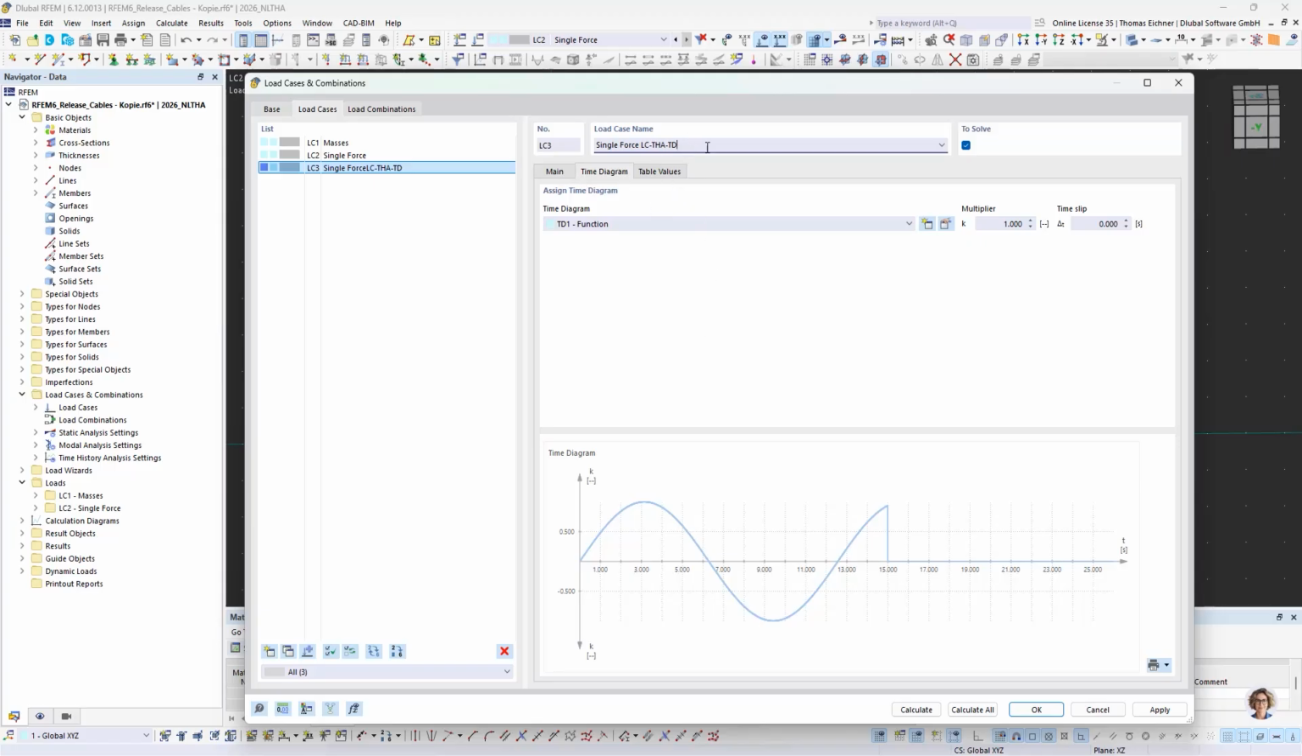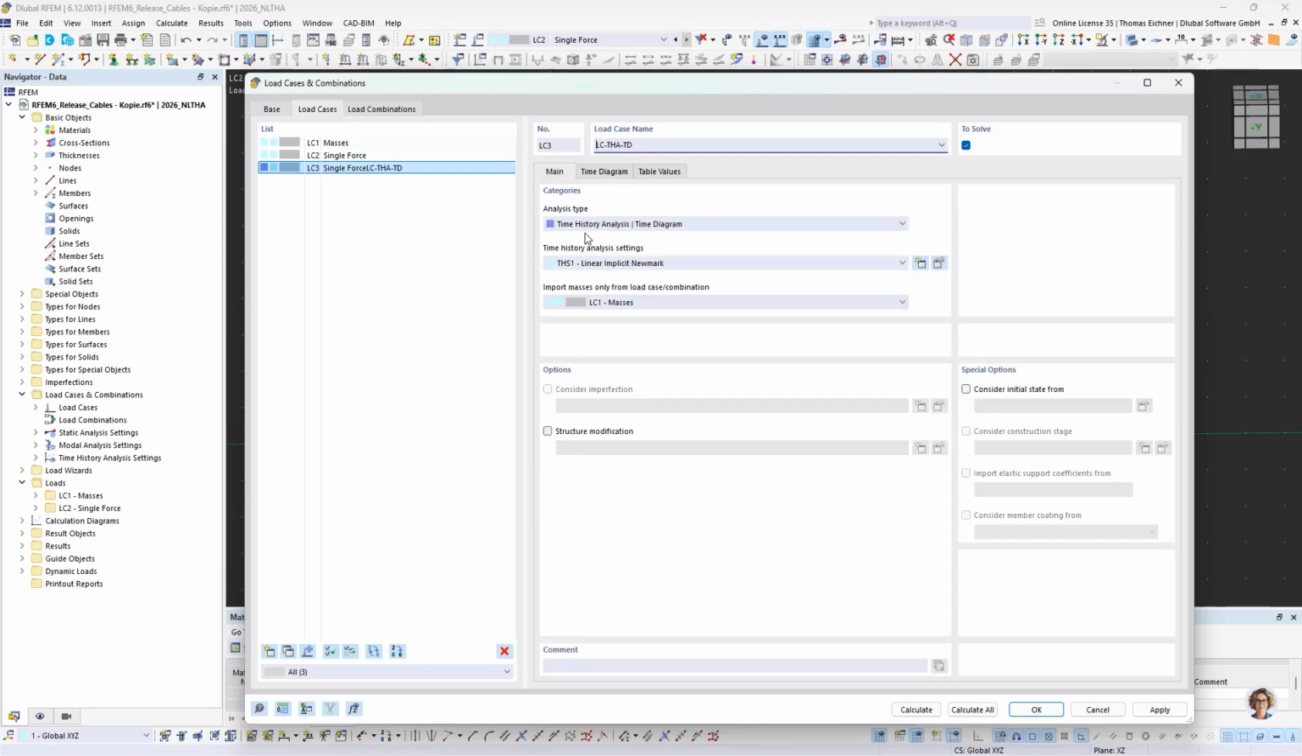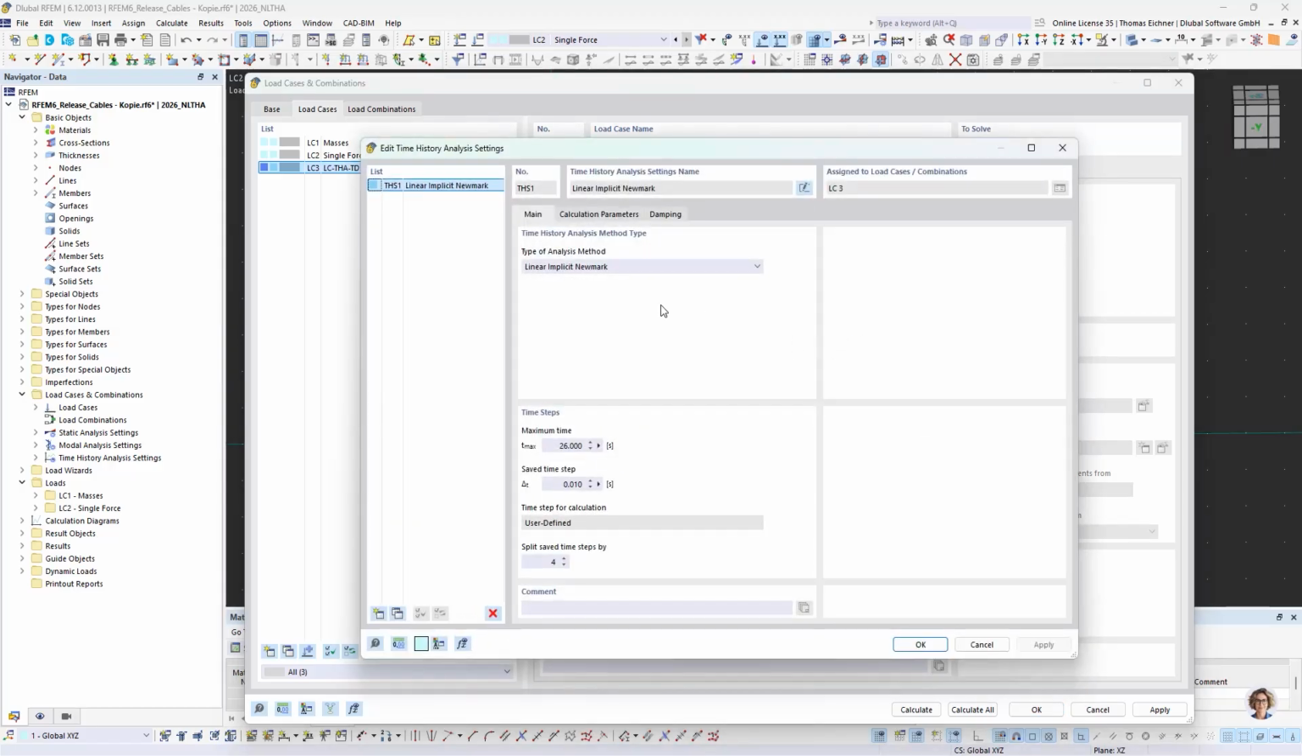It's a long name. Let's delete that. Okay, now we will go for our time history analysis settings. So maybe just one benefit here. Let's set the linear one first. So let's see, we have the linear with 13 seconds.